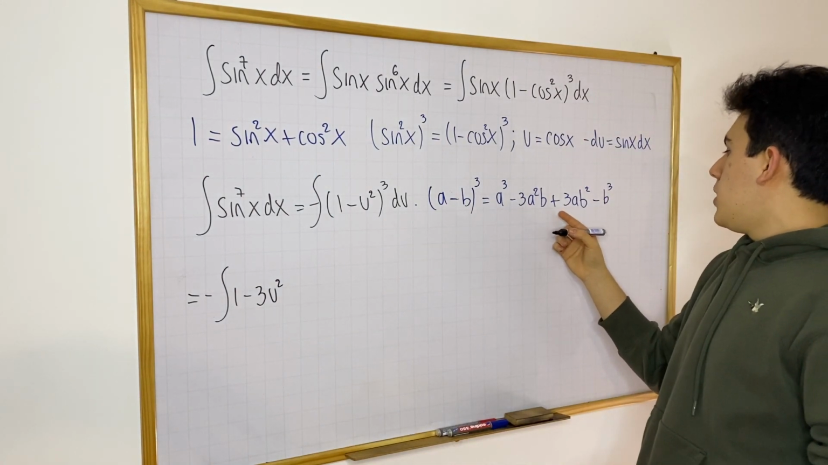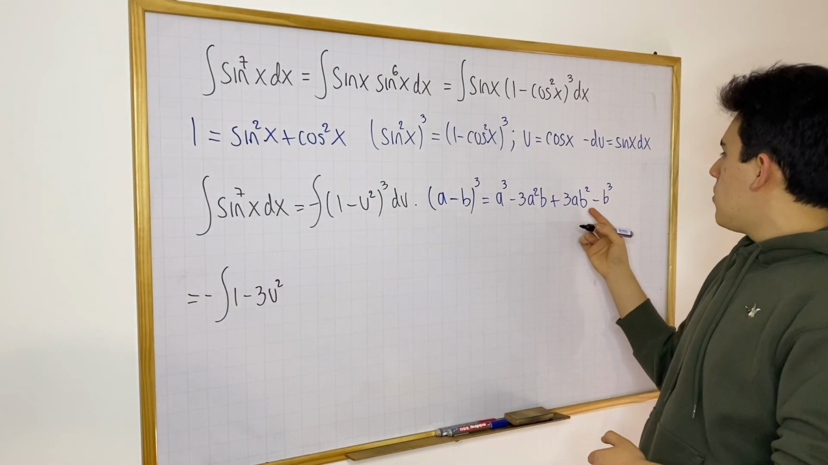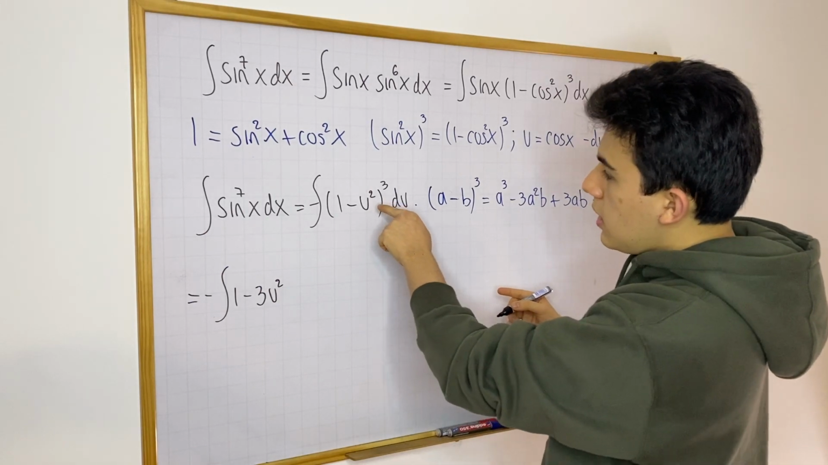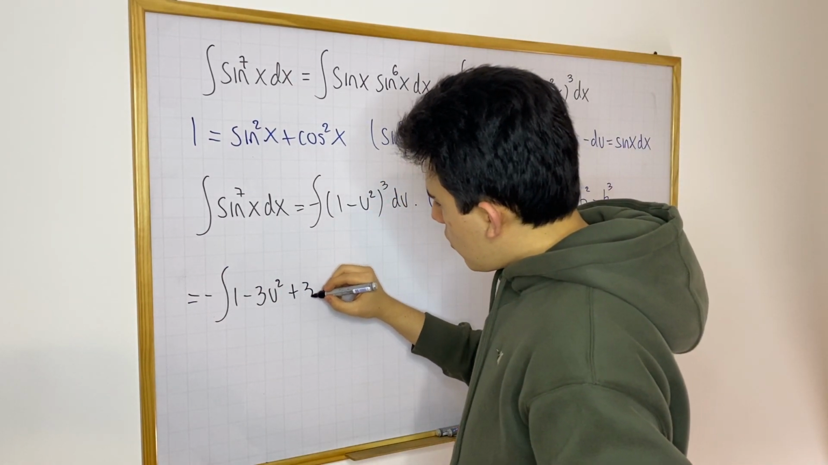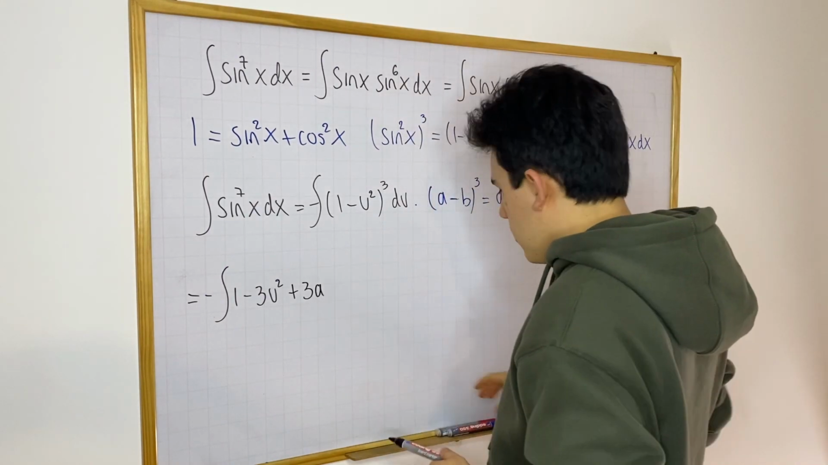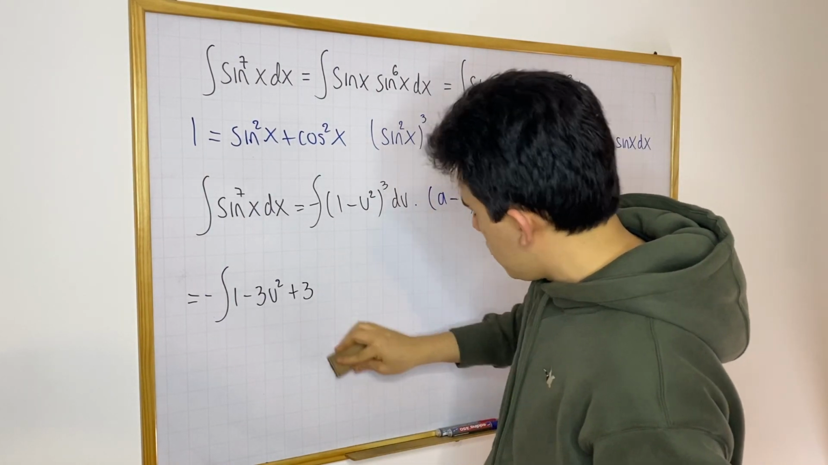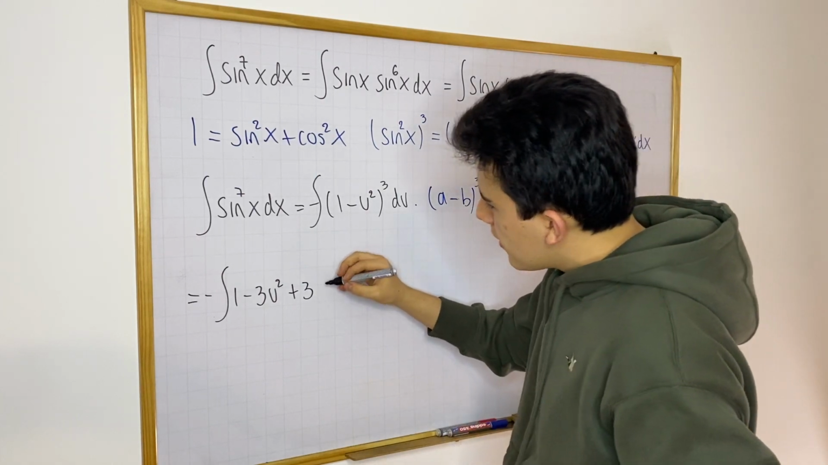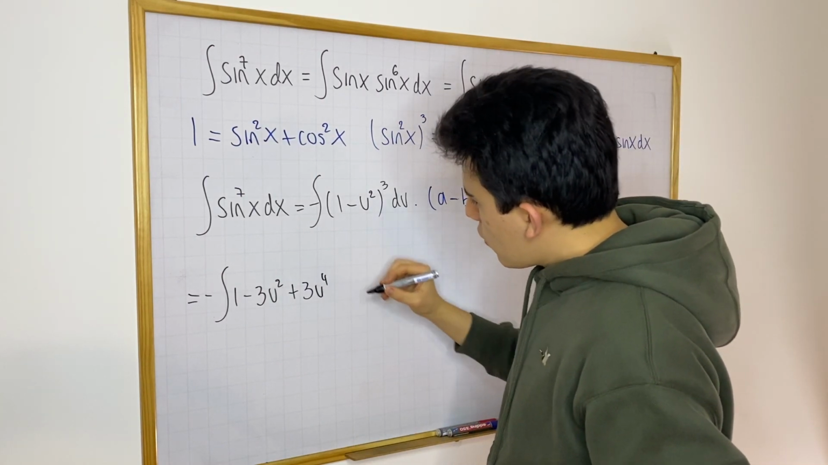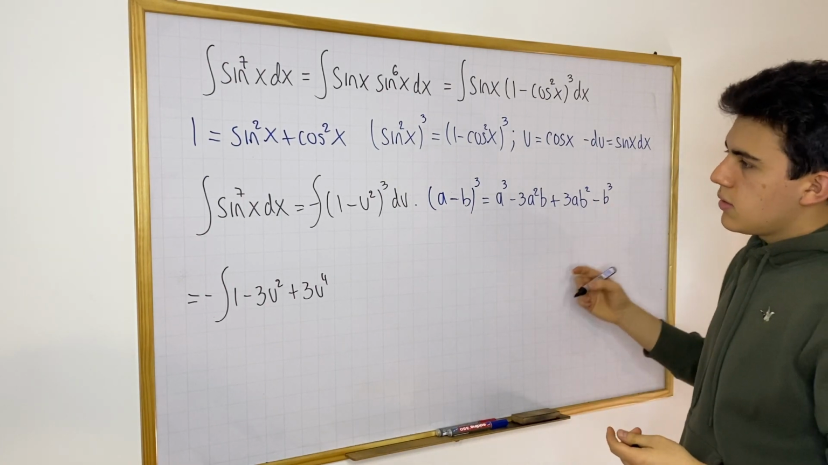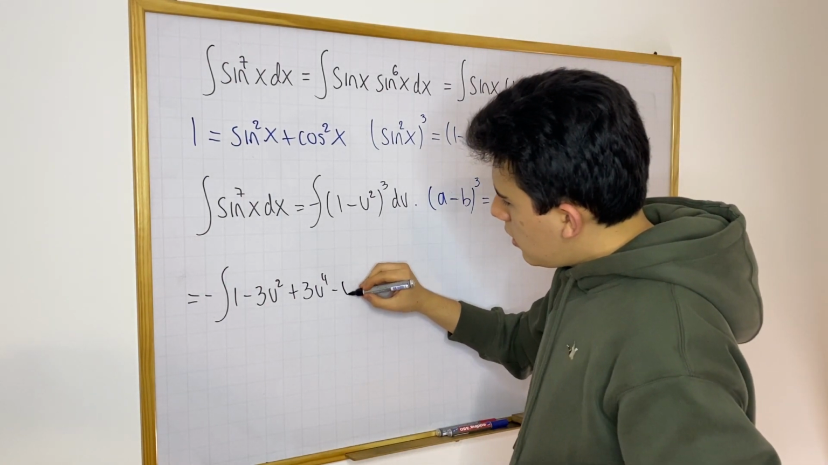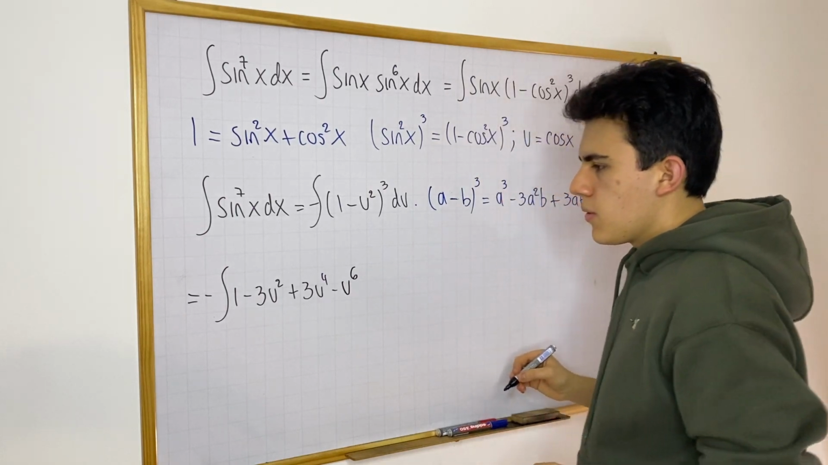Now we have plus 3a, that's going to be 3b squared, that is going to be b, that is going to be u to the fourth power, okay? So it is going to be plus 3a, not a, sorry. We just have 1 in this case, so not a. This will be 3u to the fourth power. And now we have minus b cubed, that's going to be minus u to the sixth power, okay?